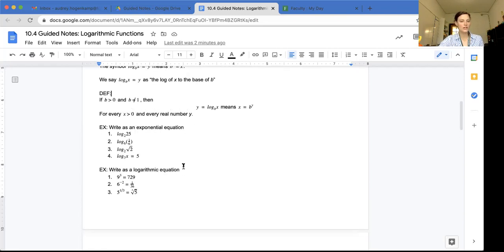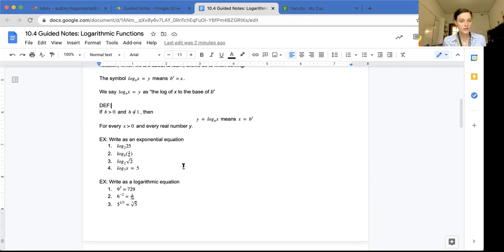Okay, so what we're going to do now is practice. First off, we want to write each of these logs as an exponential equation. So first off, we have log base 2 of 25. And that means that, again, we can do our little circle thing.